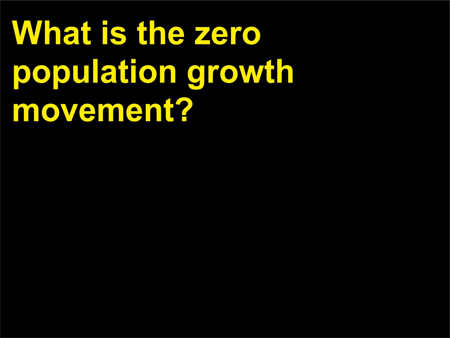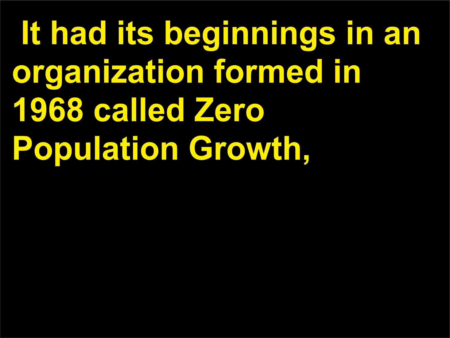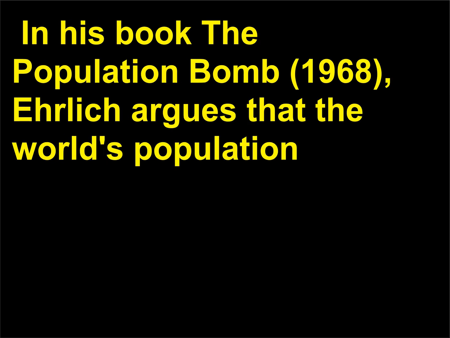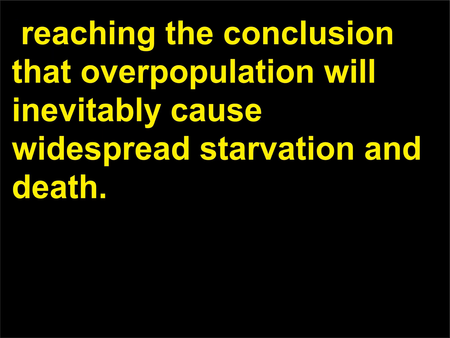What is the zero population growth movement? Abbreviated ZPG, it's an international movement for population control. It had its beginnings in an organization formed in 1968 called Zero Population Growth, which was established with the help of American biologist Paul Ehrlich, 1932. In his book The Population Bomb, 1968, Ehrlich argues that the world's population is growing at a pace that will outstrip its supply of natural resources, reaching the conclusion that overpopulation will inevitably cause widespread starvation and death.